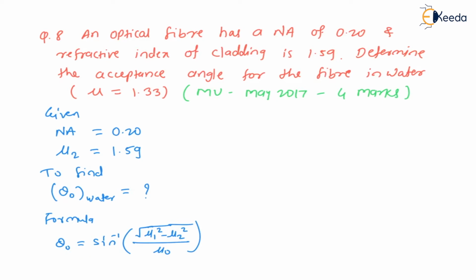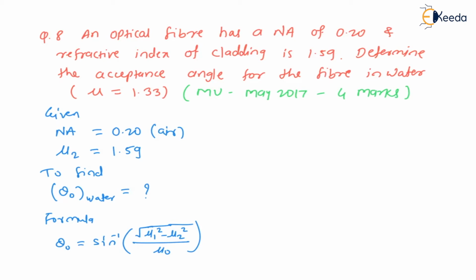Now, how to find the value of mu1? Here they have mentioned the numerical aperture as 0.20. They haven't mentioned for which medium this value was chosen. So here we will assume that this value of numerical aperture of that optical fiber is for air medium.